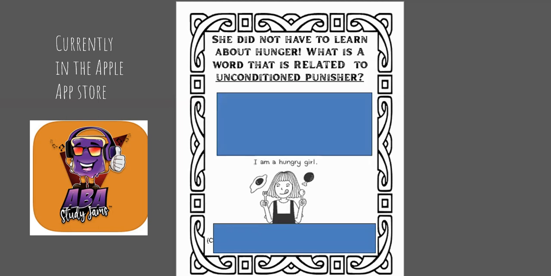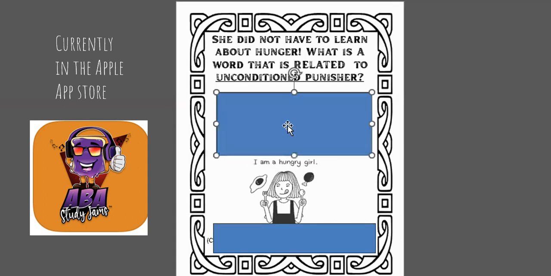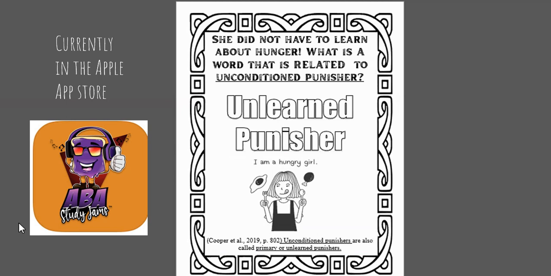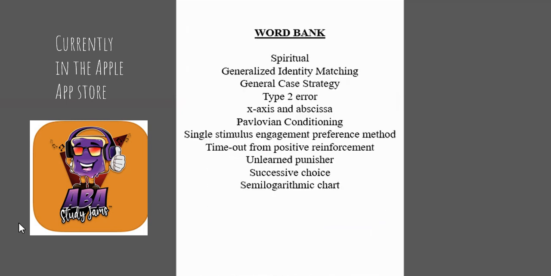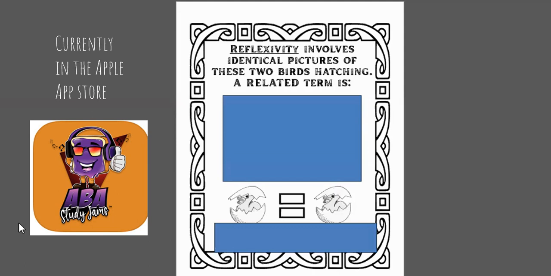Okay, she did not have to learn about hunger. What is a word that is related to unconditioned punisher? Unlearned punisher. Unconditioned punishers are also called primary or unlearned punishers. Okay, we're going to skip that one.